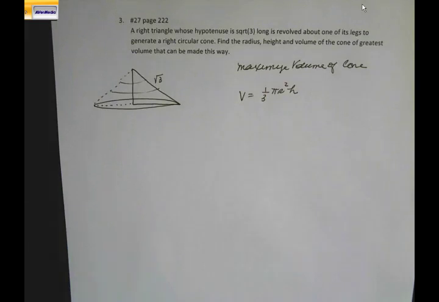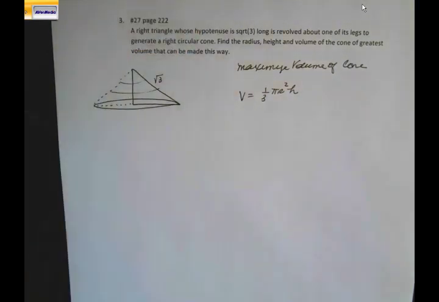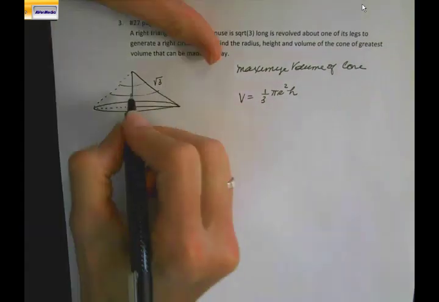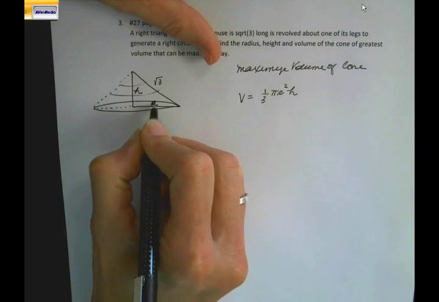Well, we have too many variables. We've got an R and an H. We need to get rid of something. Let's see if we can get rid of H. Let the height be H, of course, right here, and this would be R right here, your radius right there.